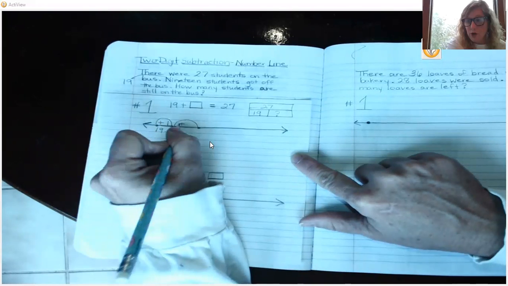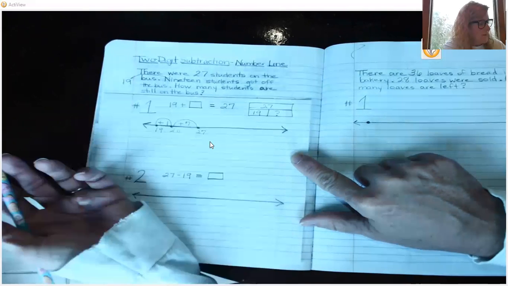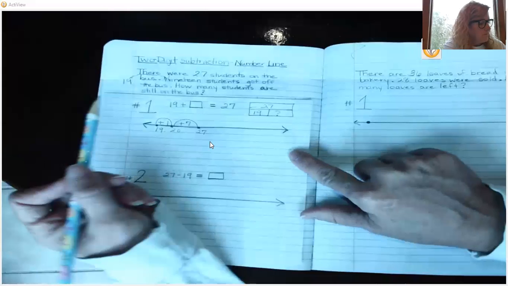So is that our answer, 27? No, that is what we were trying to get to. That was what we had in the beginning. We're looking for this space. So here's 19, here's 27.